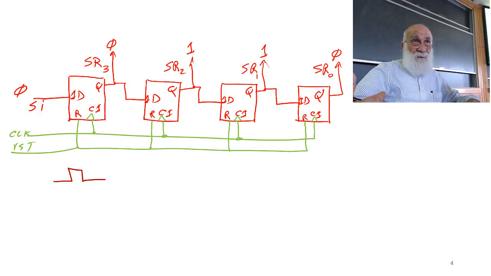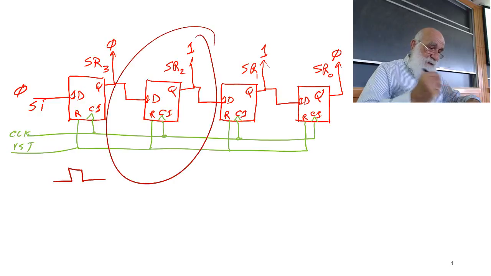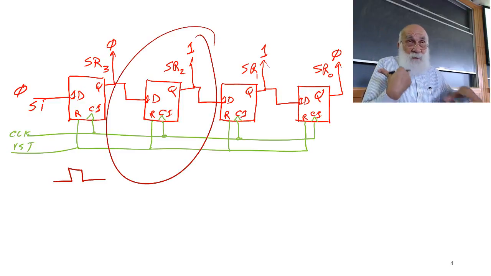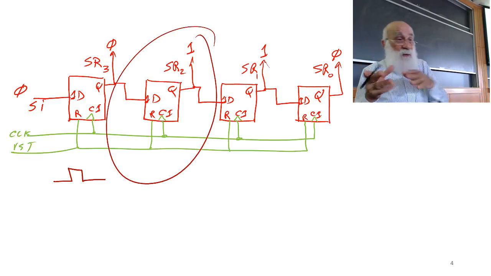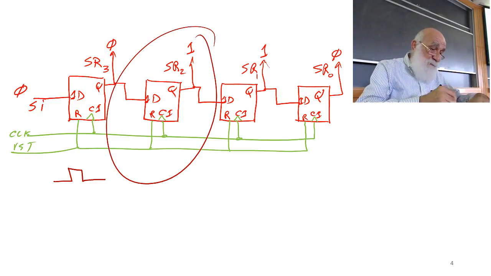But this is going to happen simultaneously. At the same time that, for example, this flip-flop is taking its input and putting it on the output, meaning putting the 0 on its output, the flip-flop to its right is taking its input and putting it to the output. What it means is this 0 that is sitting here will go into this.